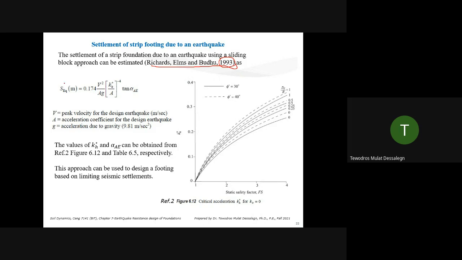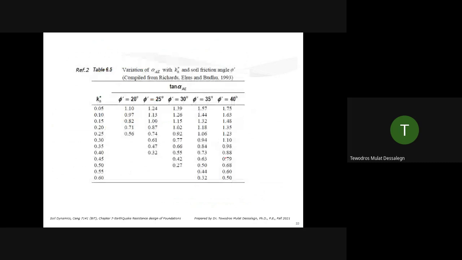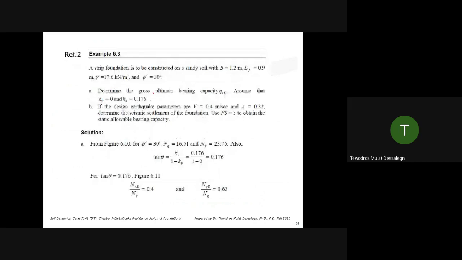So they developed the seismic settlement for a strip footing. They used the peak ground velocity, peak ground acceleration, the acceleration value, seismic coefficients, and they provided a factor of safety, static factor of safety versus KH. You have input to come from here. And they developed the KH, the seismic coefficients, with effective friction angle variations.